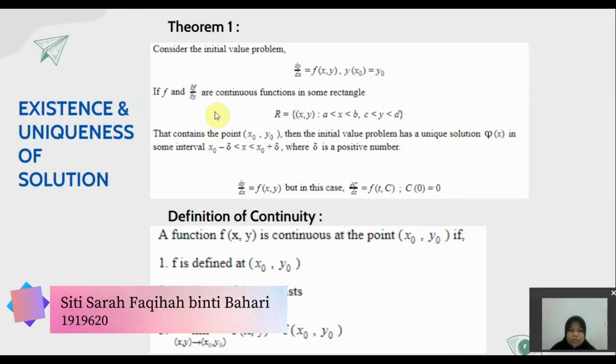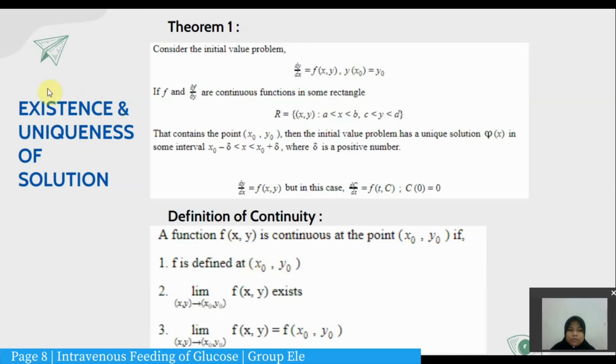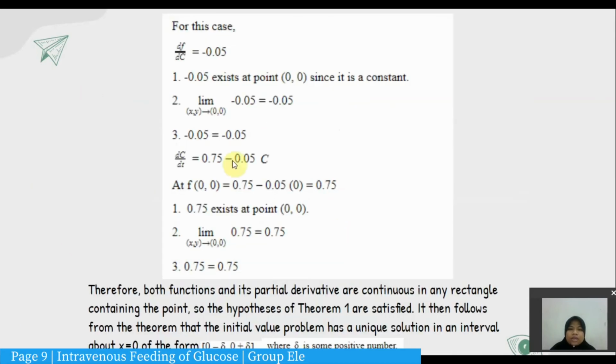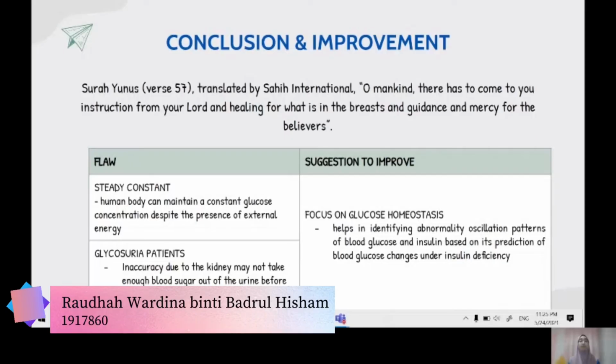We will use Theorem 1 and the definition of continuity to prove the existence and uniqueness of the solution. As you can see in this calculation, we use the definition of continuity to prove that both the function and its derivative, df over dc and dc over dt, are continuous in any rectangle containing the point 0, 0. So the hypotheses of Theorem 1 are satisfied. It then follows from the theorem that the IVP has a unique solution in any interval above x equal to 0 of the form 0 minus delta, 0 plus delta, where delta is some positive number. Next, I will pass to my group member Raudhah to conclude.